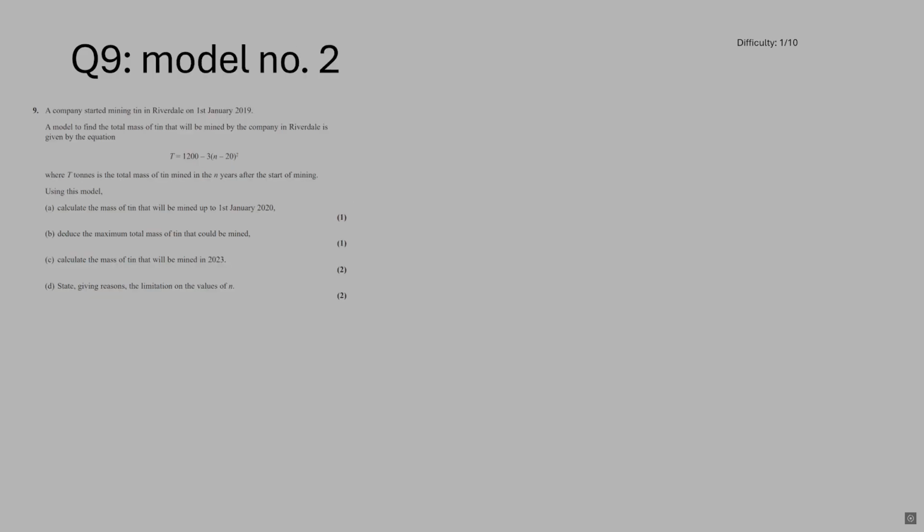Next we have this other model question. So firstly, we just have this model here. Calculate 1st of January 2020, well that's just 1 year, so we're going to substitute 1 into n, get 117.